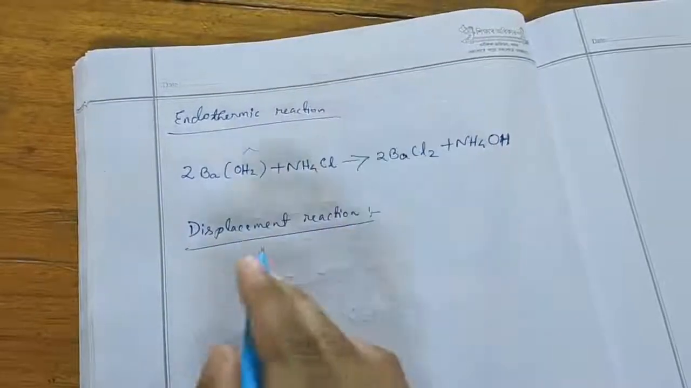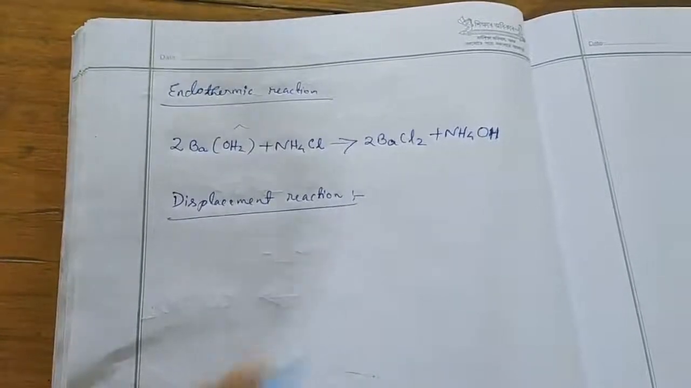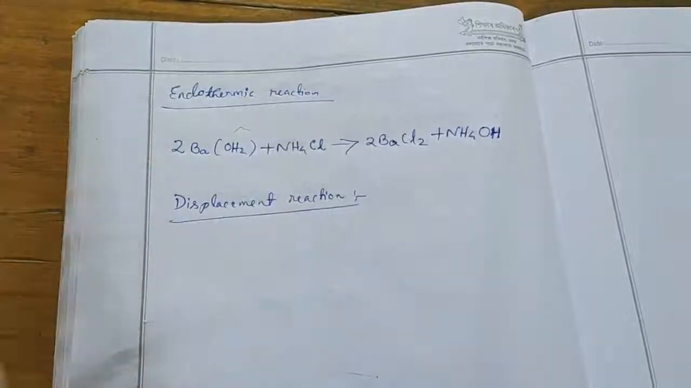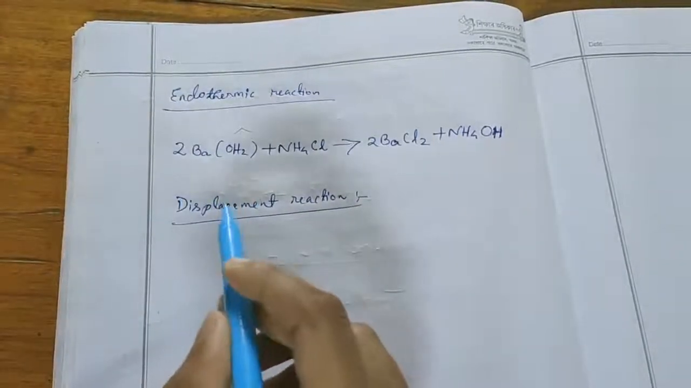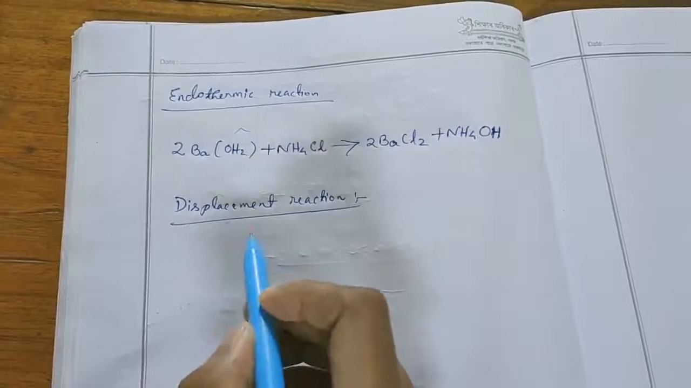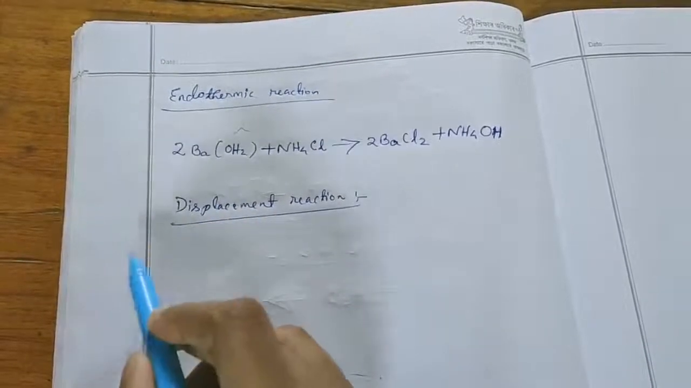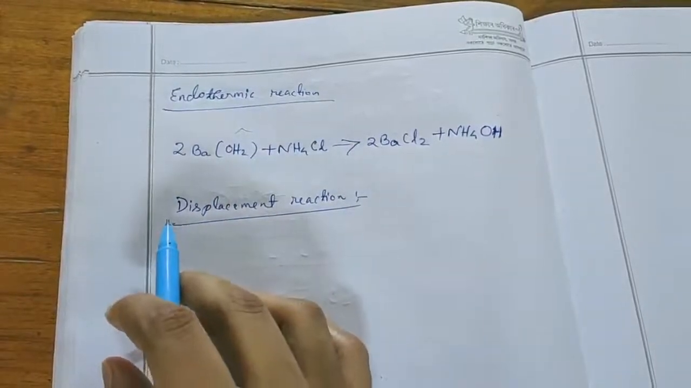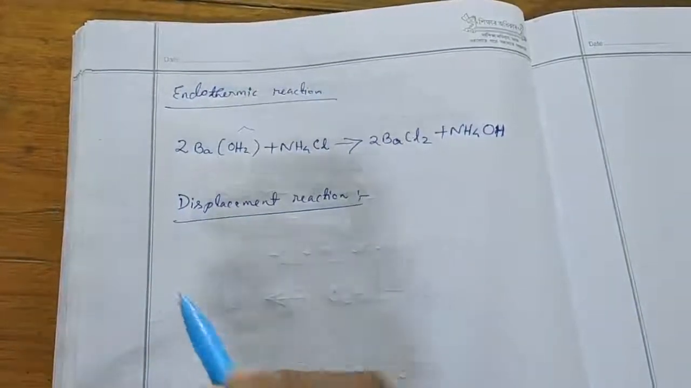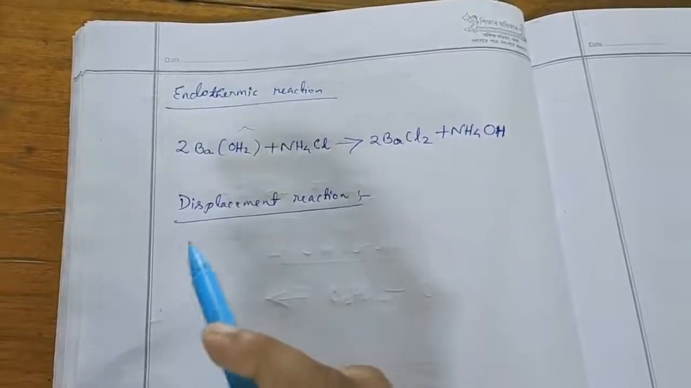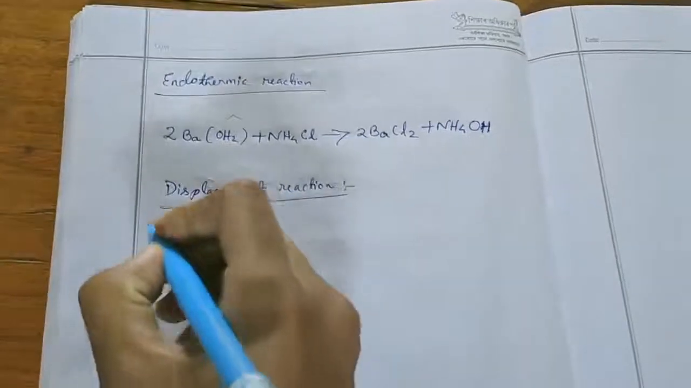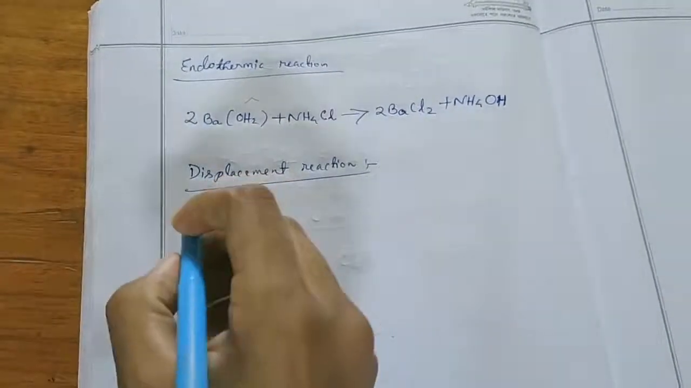Displacement reaction, you can guess it from the name that displacement of atoms or elements must happen, because the name is displacement reaction. Now displacement reaction is the chemical reaction in which an element displaces another element from its solution. If I give the example, you will understand it more clearly.